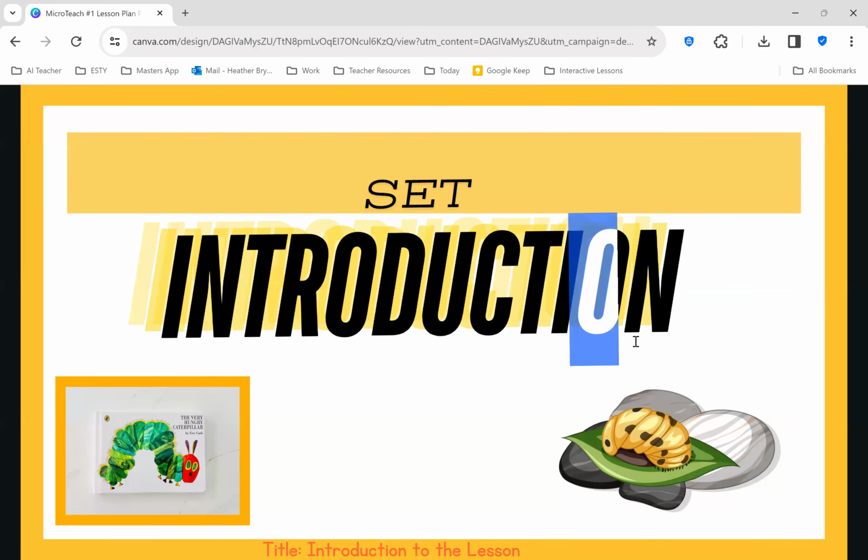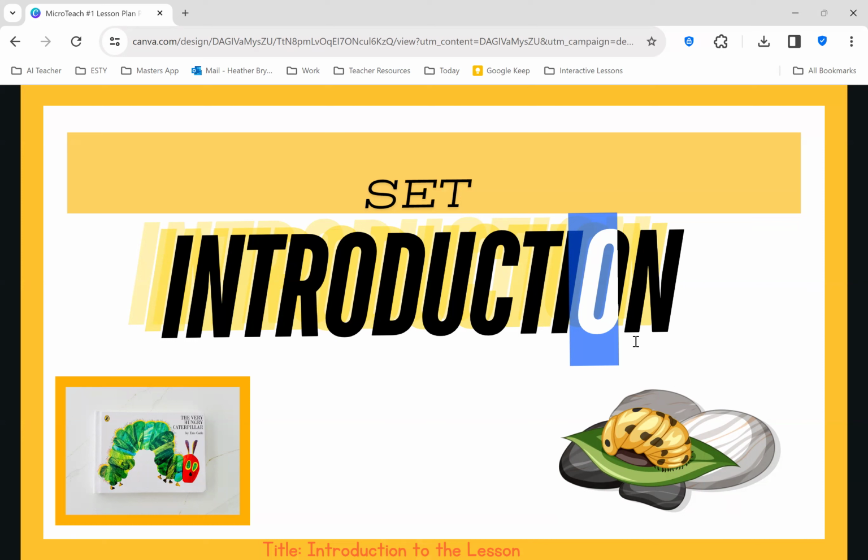We have the set. In the set, we will be talking about the introduction. The purpose is to engage students. We want to introduce the lesson's topic. Ultimately, we want to create interest and set the stage for learning. So the set engages students by introducing the story and discussing the caterpillar's journey.